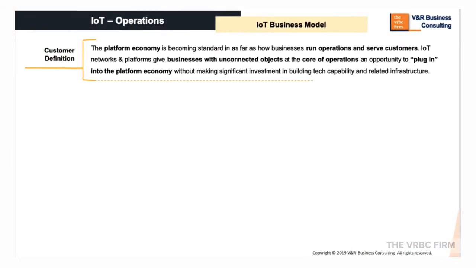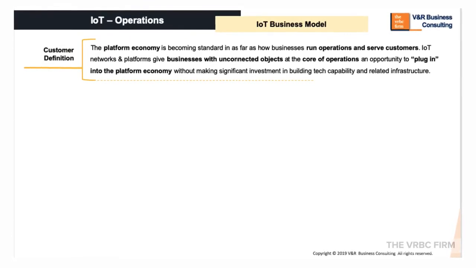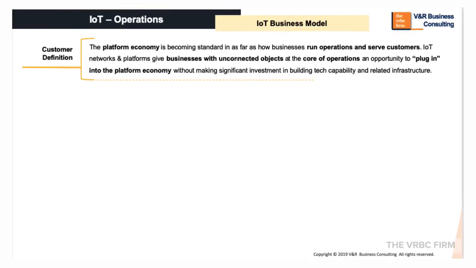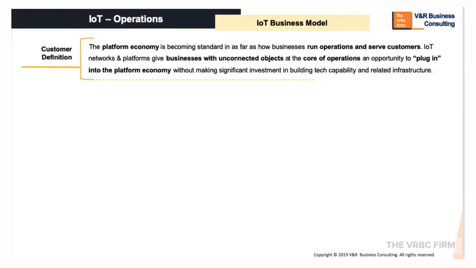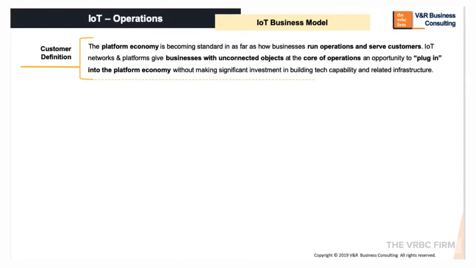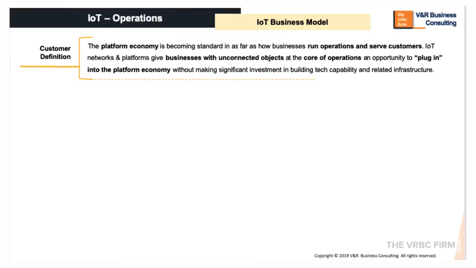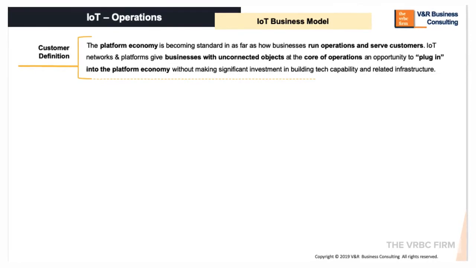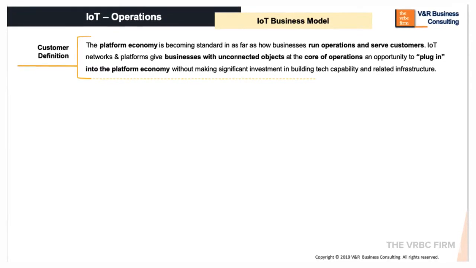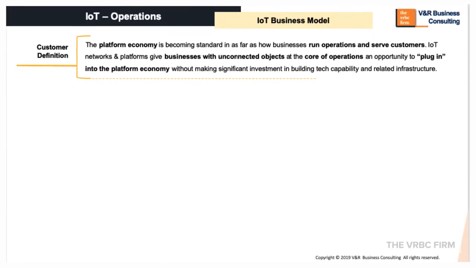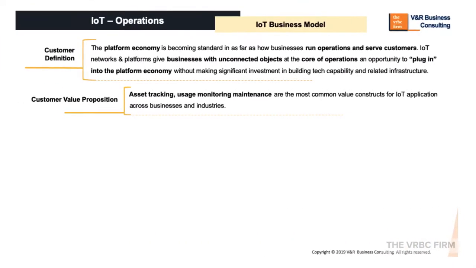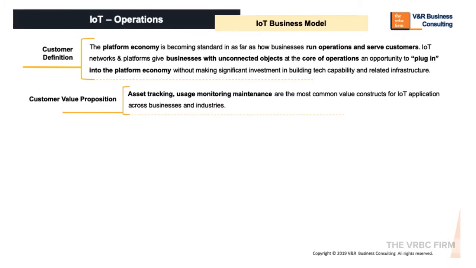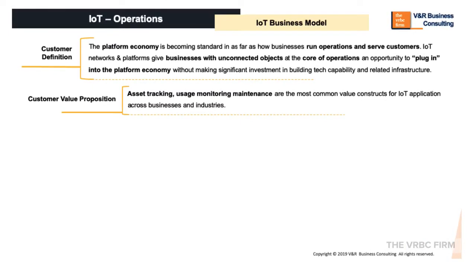Right, so who is an IoT customer? One way to define them is any business that has a base of unconnected objects at the core of their operations. This mainly applies to specialized IoT networks for unconnected objects. So what's the value proposition? Well, a way to connect and communicate with those objects.